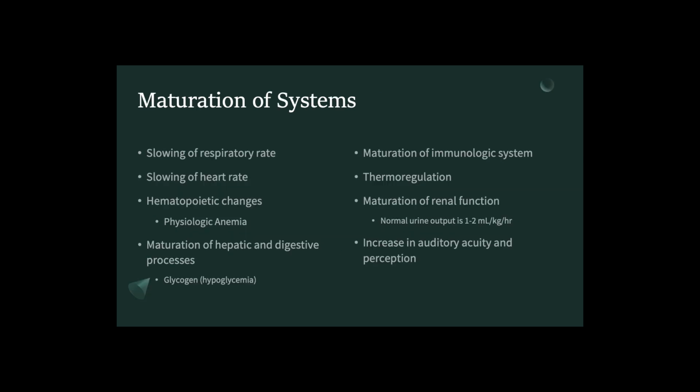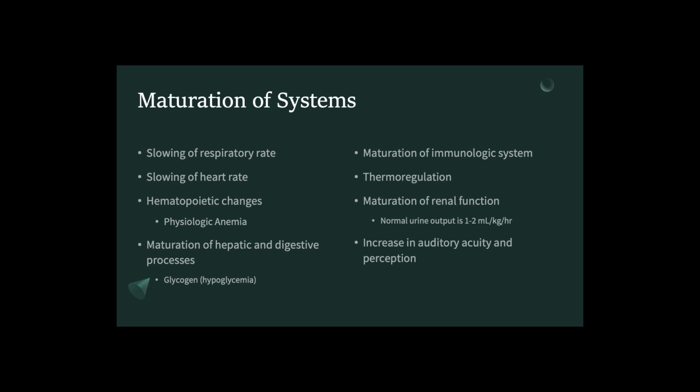Now, maturation of systems. They start off with a very high respiratory rate and a very high heart rate that begins to slow over that first year as things continue to develop, such as their alveoli. They also have important hematopoietic changes, such as physiologic anemia. Maternal hemoglobin does not stick around long enough for the infant to make their own hemoglobin, so we'll see a physiologic anemia.